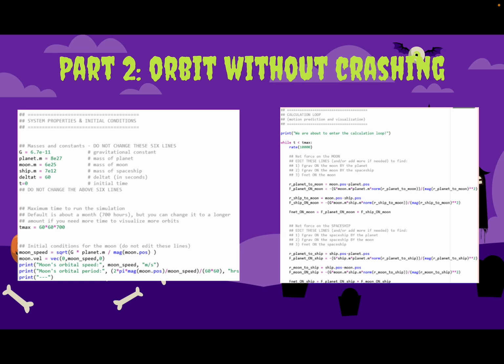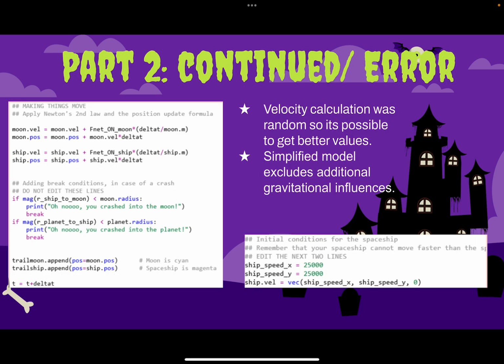So for part 2, this is my code. We were given the gravitational constant, the mass of the planet, moon, and ship, the delta t, and initial conditions of the moon. And I had to find the net force for the moon, and this was found by first finding the gravitational force between the planet and the moon and the ship and the moon. And once these values were found, I added them up to find the net force on the moon, and then finding the net force on the ship was basically the same process, just for those values. And then I used that net force for the moon and the ship to find their velocities.